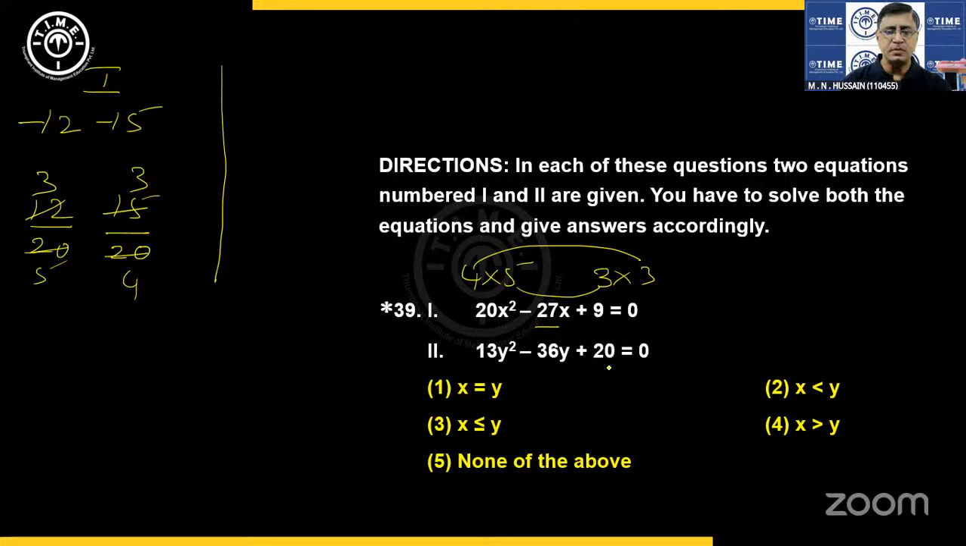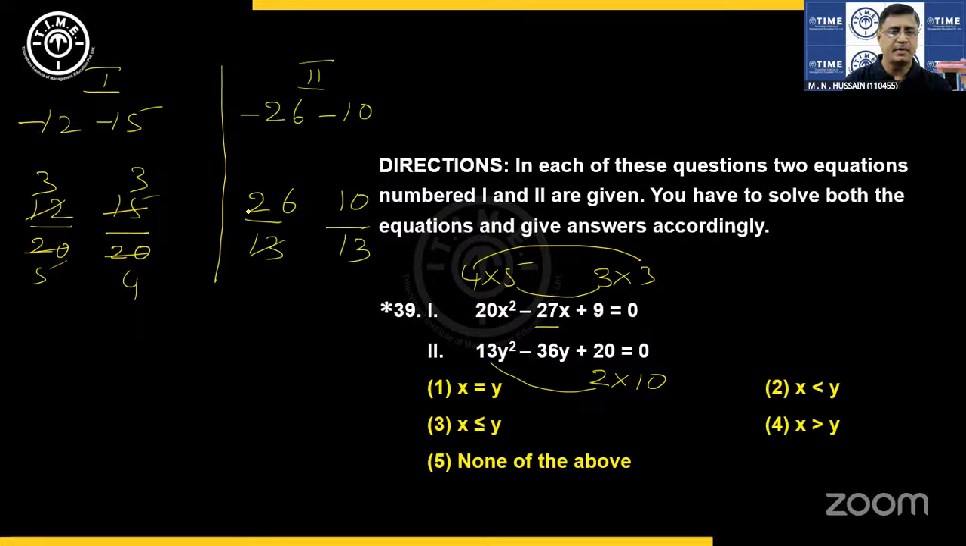Similarly, here 36 is the middle term, 20. So what is the value? How to get the value here? 2 into 10. Now 2 into 13, 26 plus 10. So minus 26 minus 10. Factors are minus 26 minus 10, which means the roots are 26 by 13, 10 by 13. Simplify. Now, what is the relation here? 3 by 5, 3 by 4.